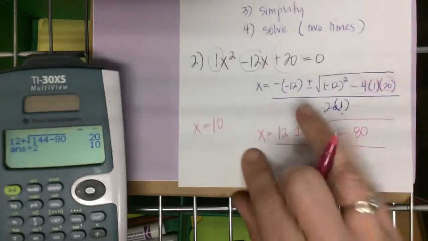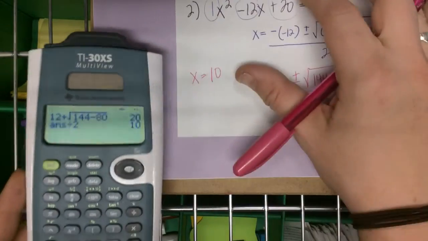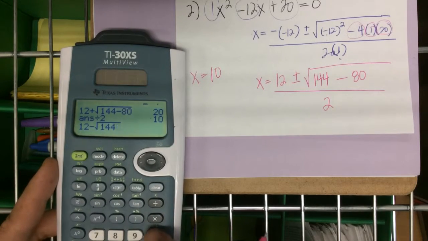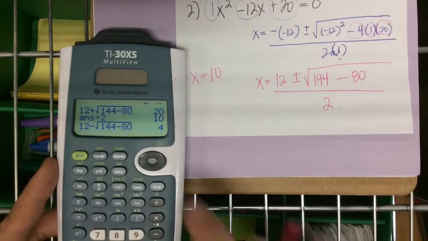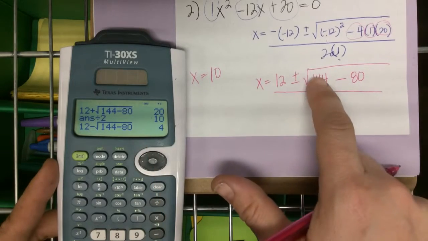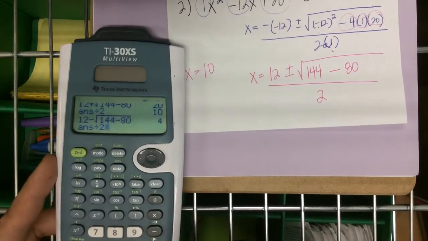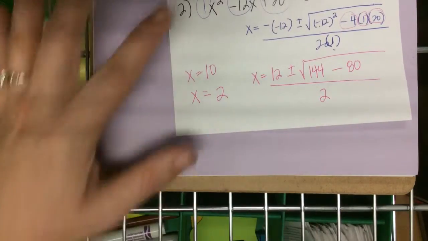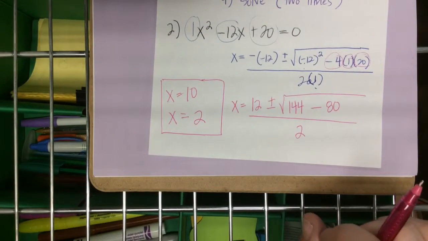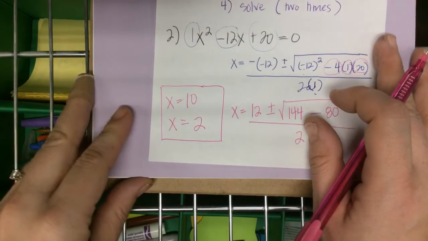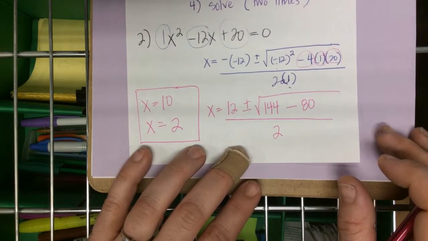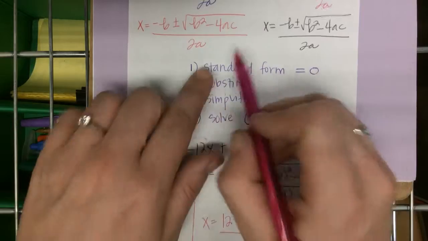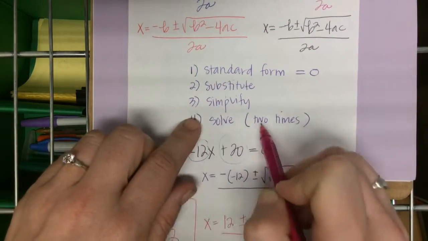Then I do it again because I have to solve 2 times. 12 minus the square root of 144 minus 80. I get 4. Am I done? No, that's only my numerator. I have to now divide by 2, so my other x value is 2. And there is your solution. Standard form, substitute, simplify, solve 2 times.